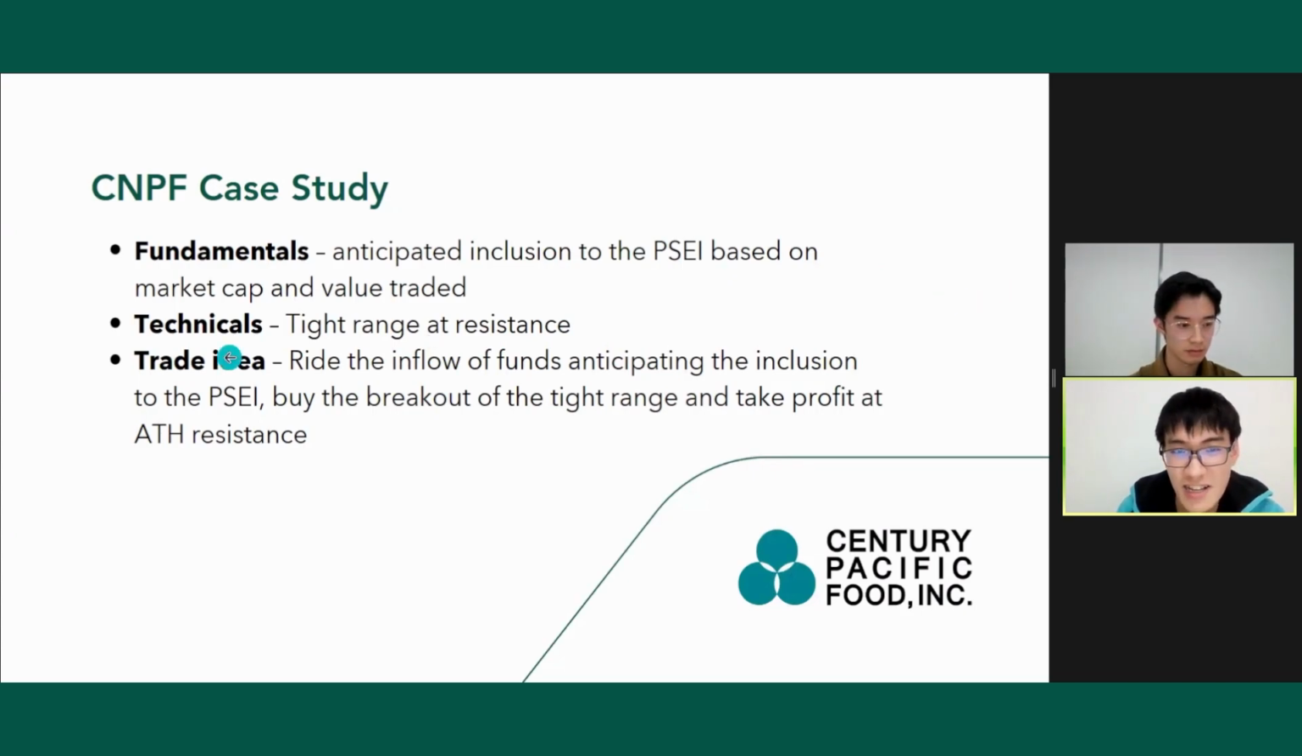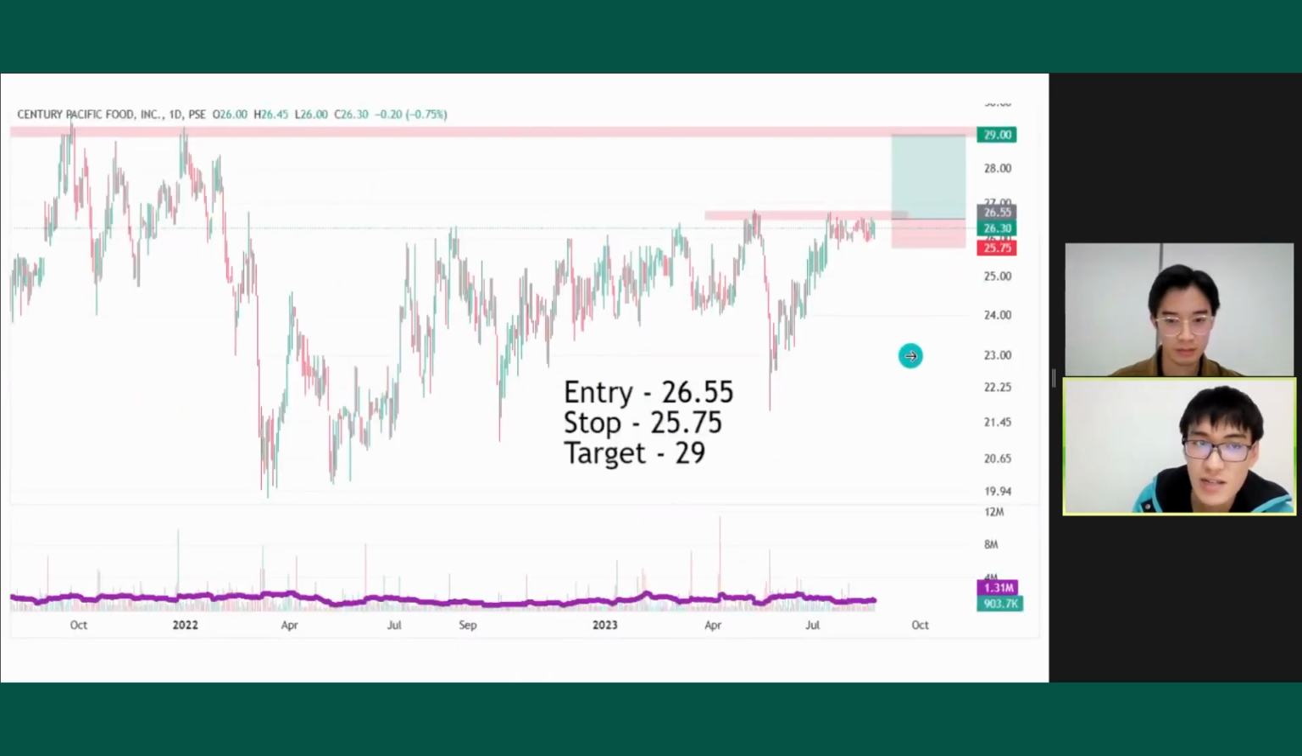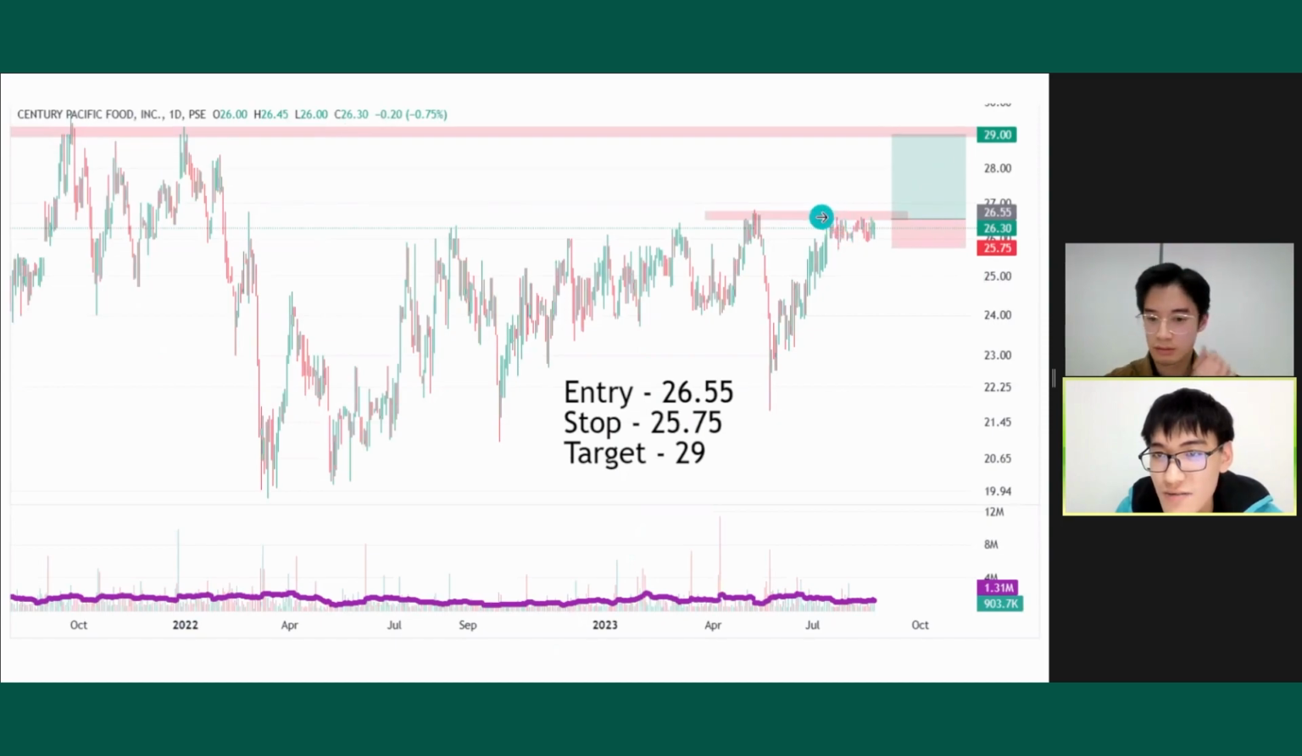Then technicals, it's a tight range at resistance. So my trade idea was to ride the inflow of funds, anticipating the inclusion to the PSCI. Then you buy the breakout of the tight range, then take profit at the next resistance. And in this case, it was the all-time high. So looking at the chart, this is how it looked like. So your all-time high resistance was around 29. And here, parang it's tightly consolidating here. So my idea was to buy the breakout of this range, stop loss below the low, target next resistance, right? So that was my trade plan.